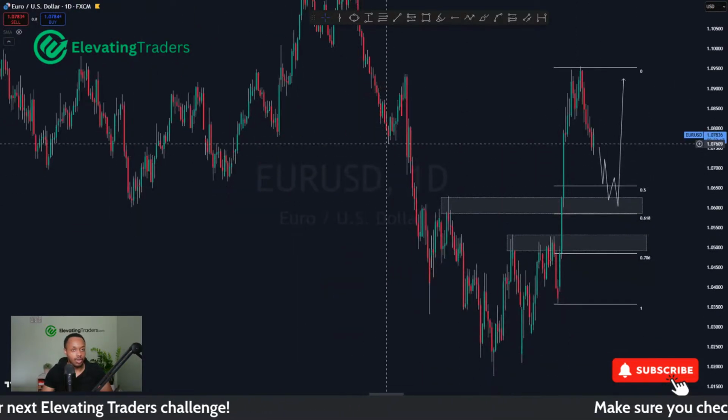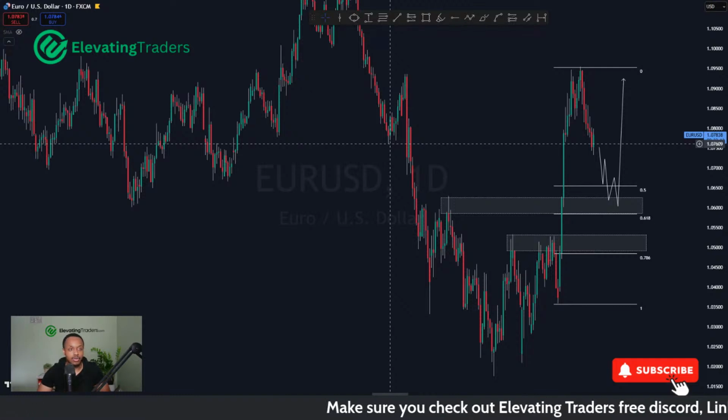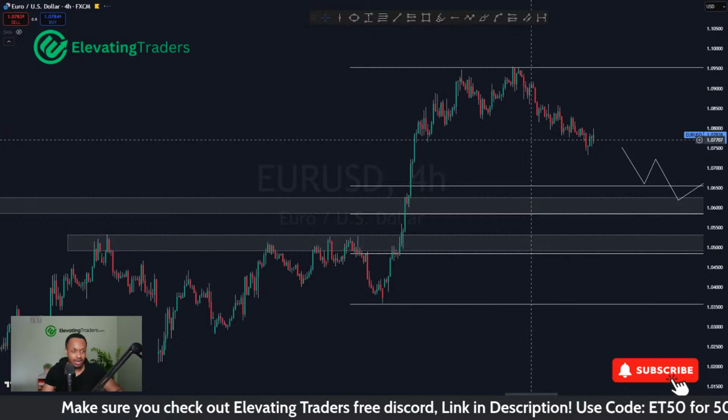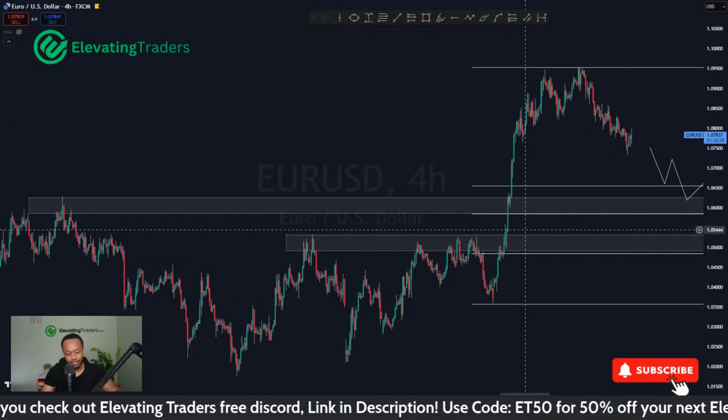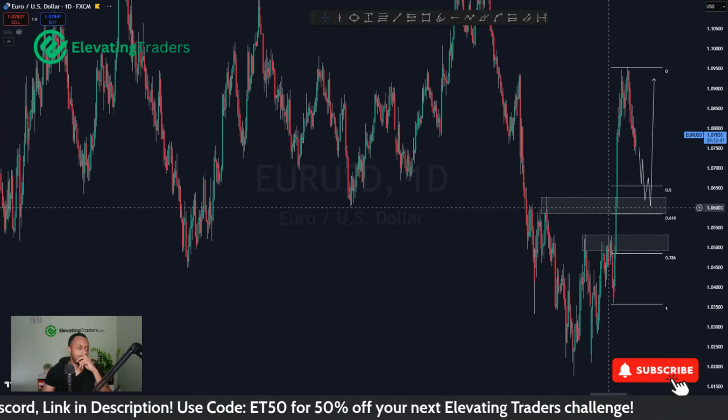The support here on 1.077 didn't really hold, so I wasn't really looking to buy. Also, the way price pulled back, it wasn't looking that great either. So I have stayed away. But if we can get to those prices, though, I will be looking to buy.